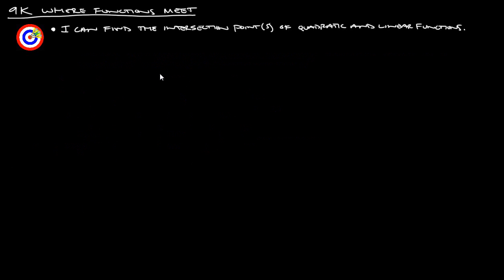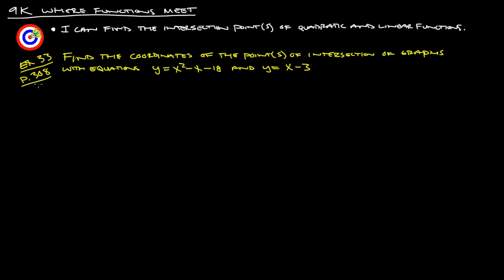Okay, so let's take a look at an example. The first one we're going to look at is example 33 from page 308. Find the coordinates of the points of intersection of the graphs with the equations y equals x squared minus x minus 18 and y equals x minus 3. So now what we really want to do is figure out where these graphs have the exact same coordinates. So we just set them equal to each other. So we can say, when does x squared minus x minus 18 equal x minus 3?